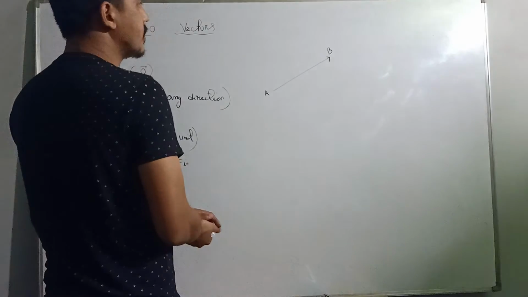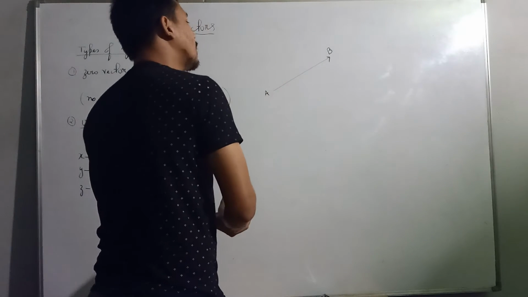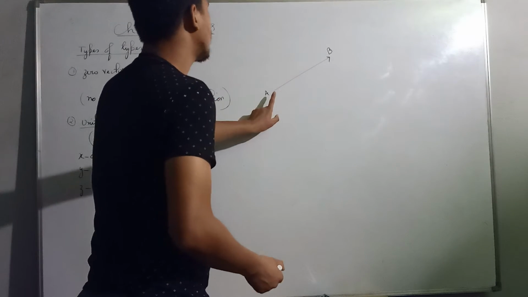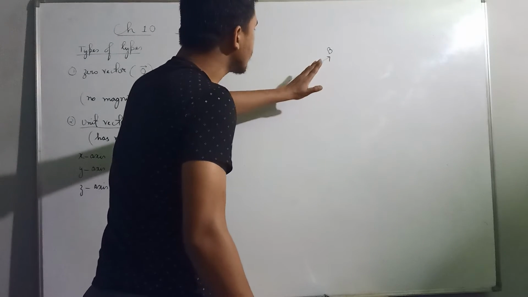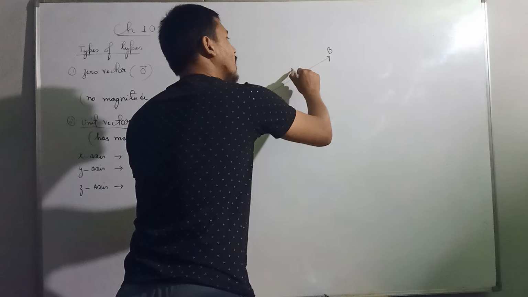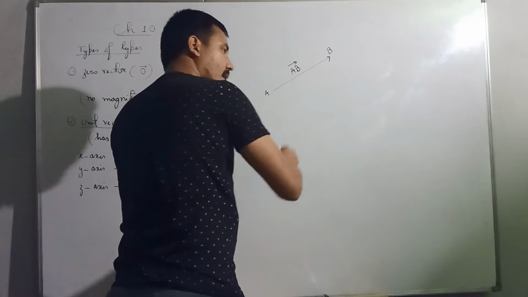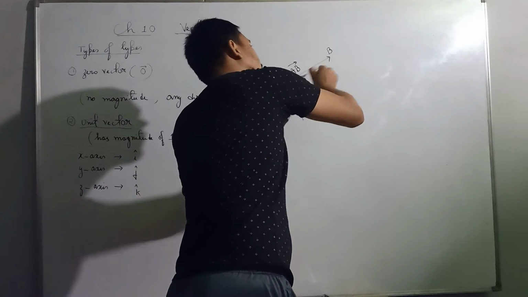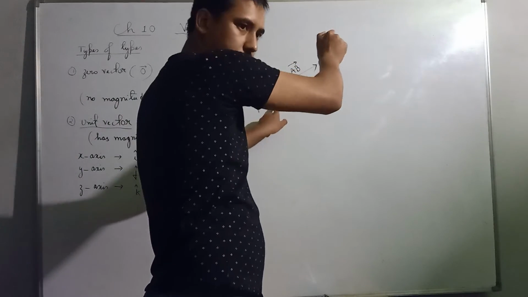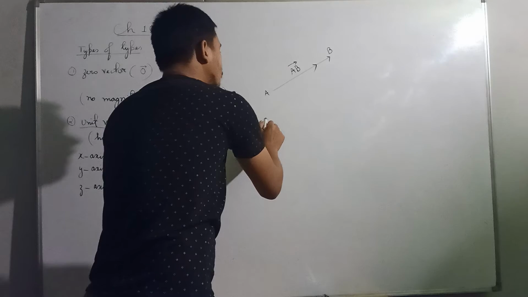See? So this directed line has initial point A, terminal point B, right? So this directed line will be represented by the vector AB. So you are asked to find a unit vector in the direction of this vector. Okay? Then what am I going to write?